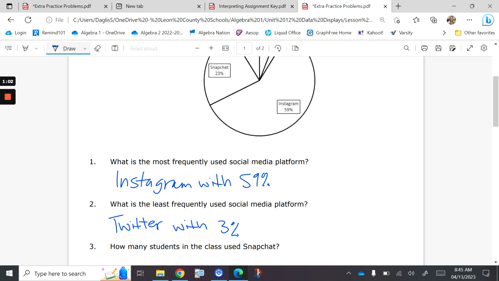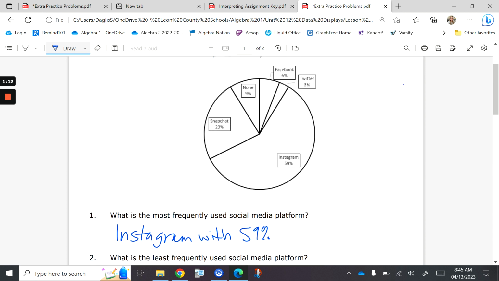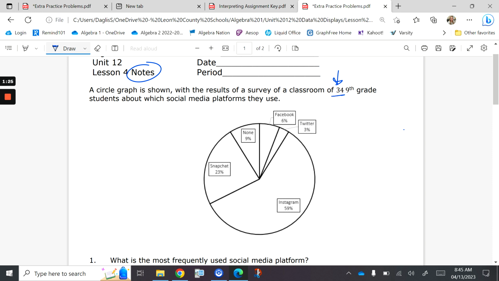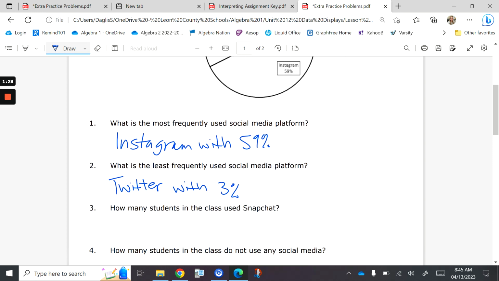My next couple of questions are asking me about specifically how many students said what. So how many students use Snapchat? Well, they told me not 59%. Snapchat is 23%. So 23% of what? Of 100%, right? So this represents 100% of the class, but they asked 34 kids. So it's 23% of our 34 students. So how do I figure that out? How do I set it up?